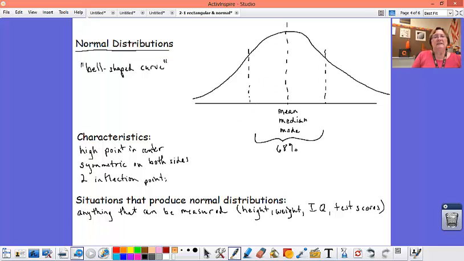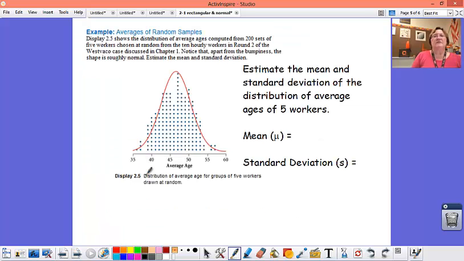I have a normal distribution that I'd like to show you that I took out of our textbook today. It is showing groups of 5 workers selected at random from Westvaco, from the 10 hourly workers in round 2. These are the ages of 5 selected at a time, and you can see that they did numerous trials, 200 trials of selecting 5 ages at random. It asks us to do this. We got the bell-shaped curve going here.